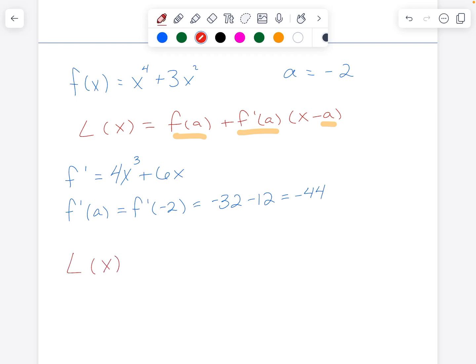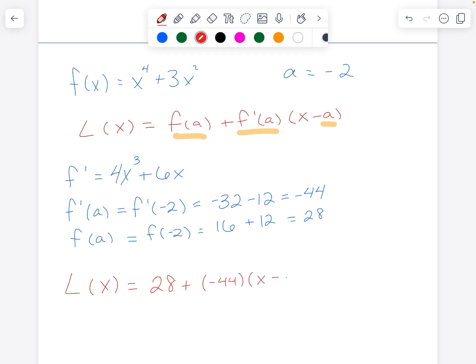So my linearization function is going to be f of a. If I plug in an a here, let me do that. F of a is f of negative 2 is, that's 16 plus 3 times 4 plus 12 is 28. 16 plus 12 is 28. All right, so my linearization then is going to be my f of a, which is 28, plus my f prime of a, which is a negative 44, times x minus a.